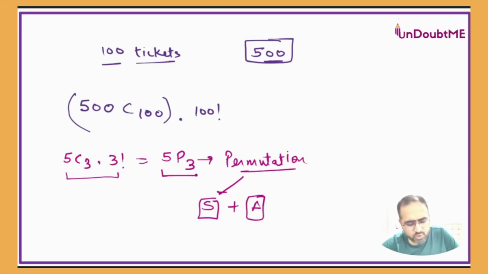It can be done in one go if you use 5P3. It can be done in steps if you use 5C3 and 3 factorial. You can try it out on a calculator: 5C3 times 3 factorial is equal to 5P3. They are the same. So this is the basics of permutation and combination.